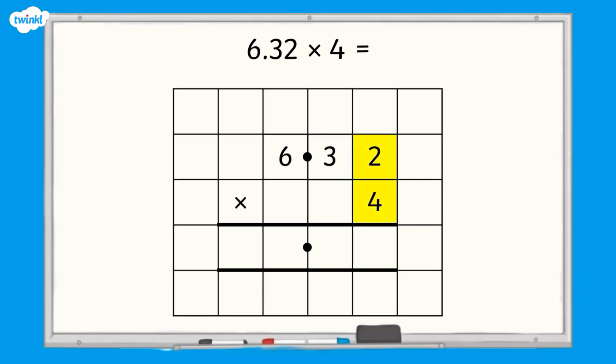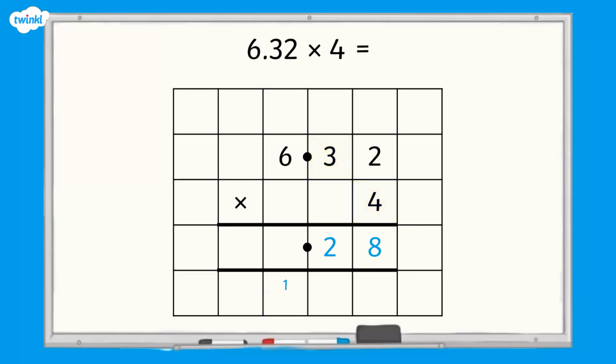First, we multiply the 200ths by 4. 2 times 4 is 8, so 200ths times 4 is 800ths, which we write in the hundredths column. Next, we multiply the 3/10ths by 4. 3 times 4 is 12, so 3/10ths times 4 is 12/10ths. We need to regroup because 12/10ths is greater than 1. We write the 10/10ths we've regrouped as 1 in the ones column, and the remaining 2/10ths in the tenths column.